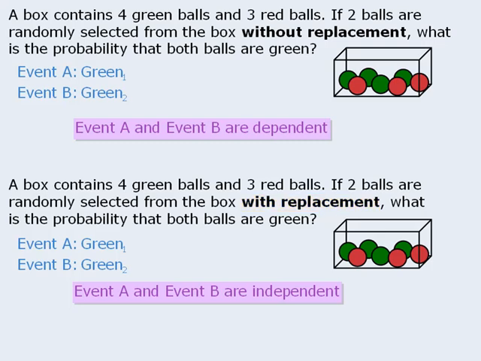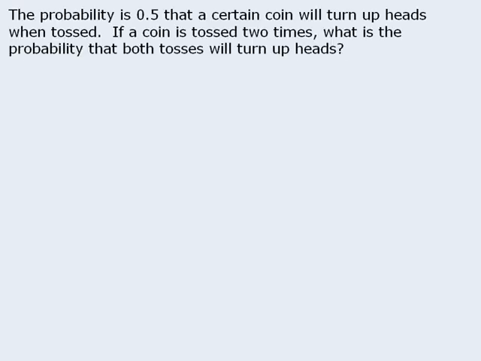In general, you will find that if we are making selections without replacement, then the two events involving different selections will be dependent. Conversely, if we are making selections with replacement, the two events will be independent. Let's examine two more questions.